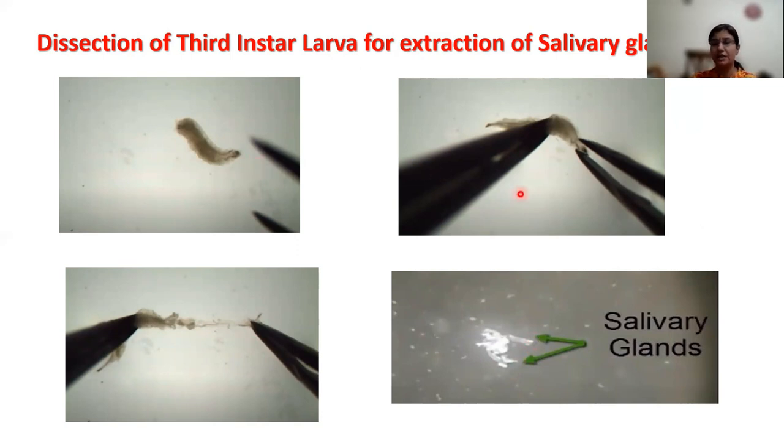You can do the dissection under the binocular microscope, that is the stereo microscope, very easily under 4x magnification. They are very well visualized under 4x magnification. After the extraction of the salivary glands, this is the fat body which needs to be removed. But care must be taken that while removing the fat body, we should not throw out the salivary gland. So if you have enough expertise to identify the salivary gland, only then clean the fat body. Otherwise, it is not necessary to clean the fat body because it is not going to hinder the preparation of the polytene.